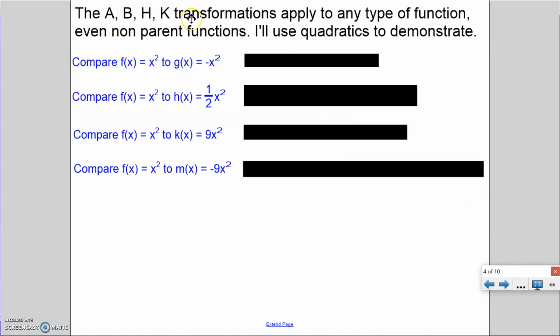So the a, b, h, k transformations apply to any and every type of function, even non-parent functions. But for now, I'll use quadratics to demonstrate. So first, let's look at x squared compared to negative x squared. Now, this is the negative here. That's the only difference.